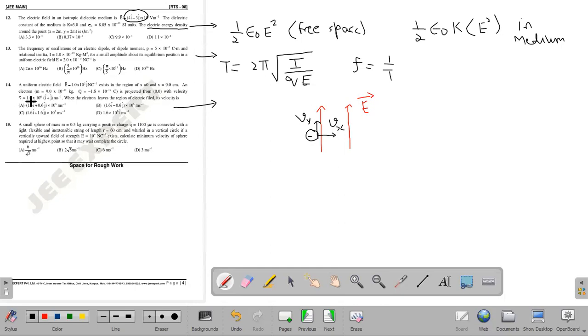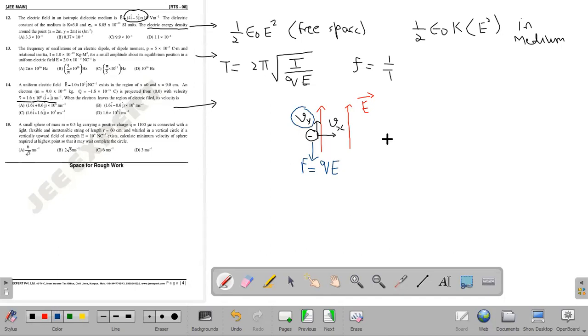Remember, this is the initial velocity of the electron in which the x component is present and the y component is also present. Now this electron, having negative charge, will experience a force from this electric field in the downward direction. The force by an electric field on a negative charge is against the electric field direction. So there will be a force on the electron in the downward direction, which will change the y component of the velocity during the motion of the particle.